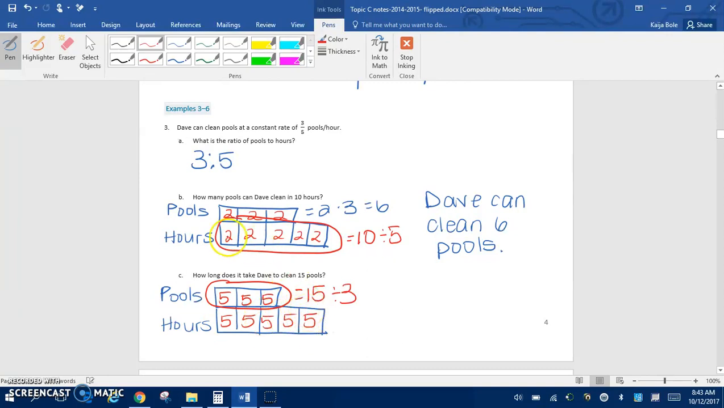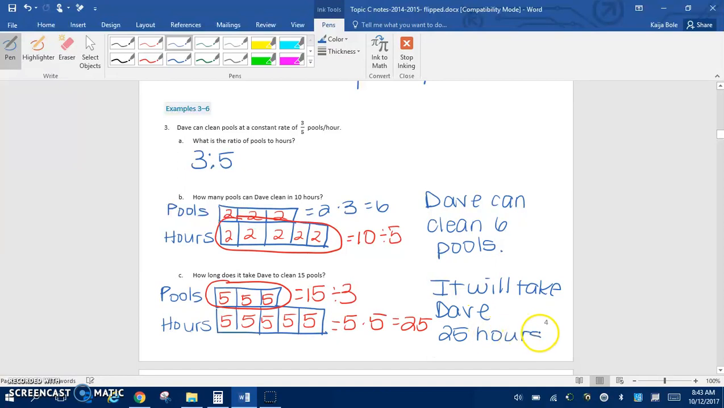And then we have to answer the question. It's asking us how long does it take him. We know that there's 5 in each box, and we've got 5 boxes. So this is going to equal 25. So to answer the question, we would say that it will take Dave 25 hours. Okay, make sure to put that label in.